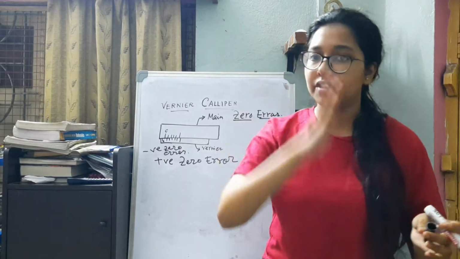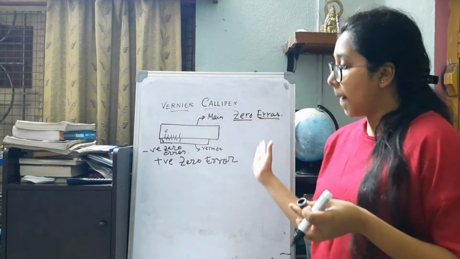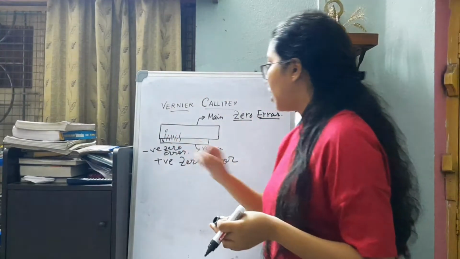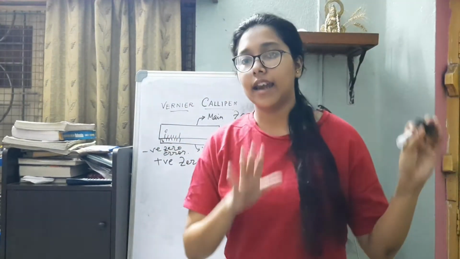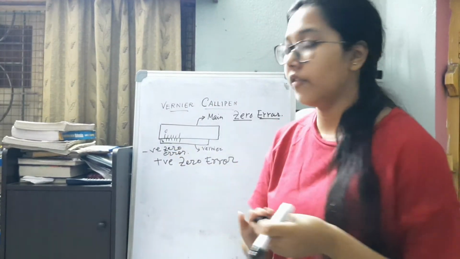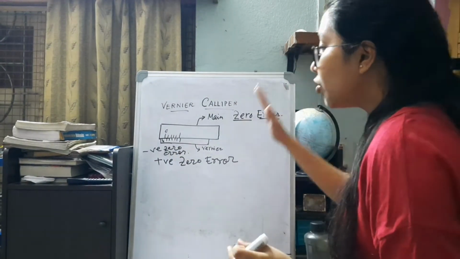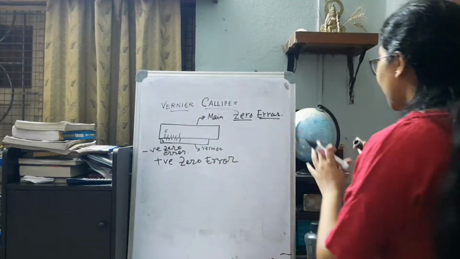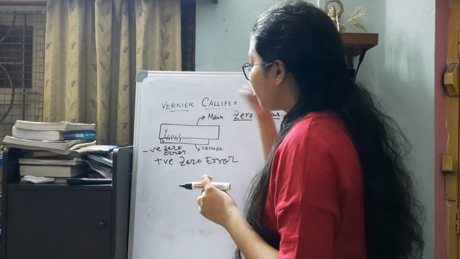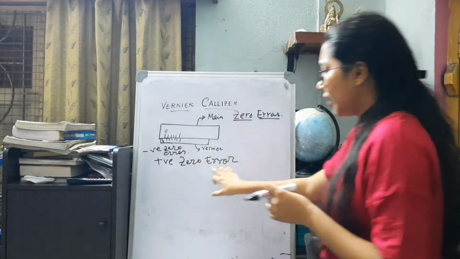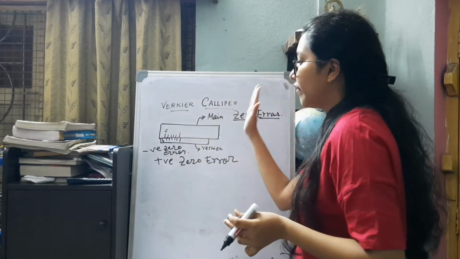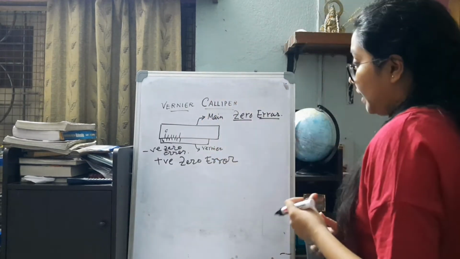Vernier scale is ahead, so it is positive. And if the zero mark of the vernier scale is behind the zero mark of the main scale, then it is negative. So it is totally with respect to the vernier scale. Then how do we determine the value of the positive zero error or the negative zero error? For determining the value of either of them, we have to see, first of all, if it is a positive zero error, the zero mark of the vernier scale is ahead of the zero mark of the main scale.